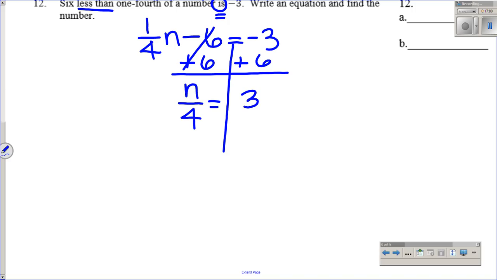And now look at this next step. This is just like division, n divided by 4. So the inverse is to multiply both sides of the equation by +4. Your 4's will cross cancel, leaving us with n equals 12. So we have found that the number equals 12.